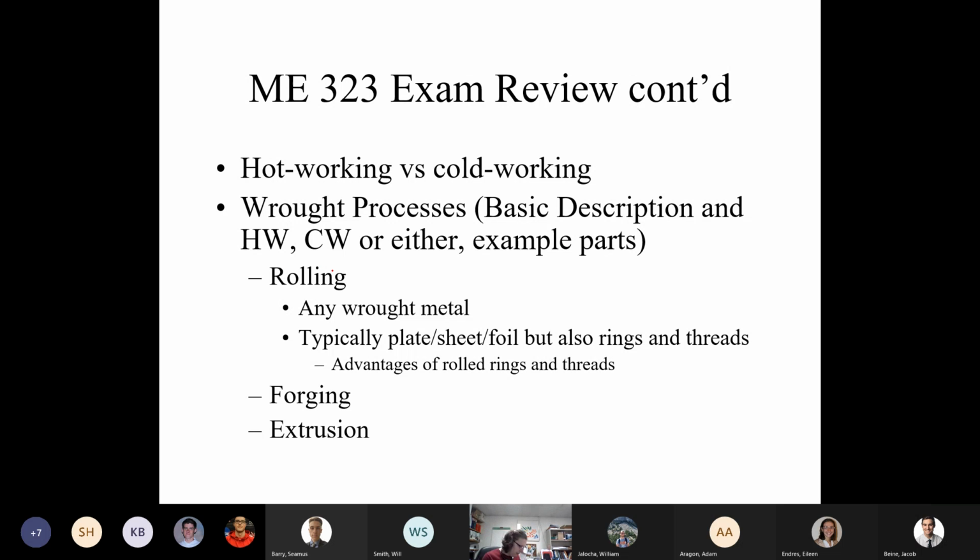So we know that for rolling, any wrought material can be rolled, including precious metals. Typically, we're talking about plate, sheet, foil, but we can also do rings and threads. And then we need to have in mind the advantage of rolled rings and threads compared to mainly machined or cast products. Specifically, we looked at forging and extrusion.